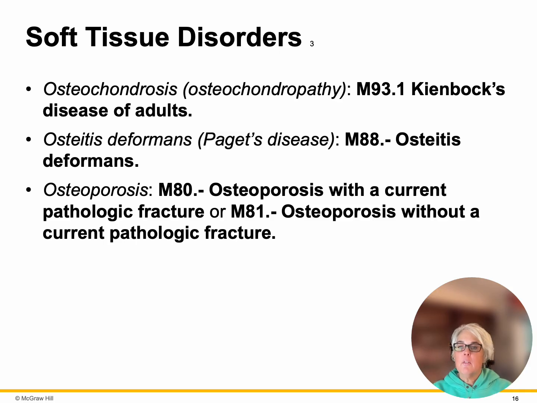Osteitis deformans, or Paget's disease, is coded to M88, and it's a chronic condition where bone remodeling is abnormal and it leads to bone deformities. Osteoporosis is split into two key groups: M80 for osteoporosis with a current pathological fracture, and M81 for osteoporosis without a current pathologic fracture.